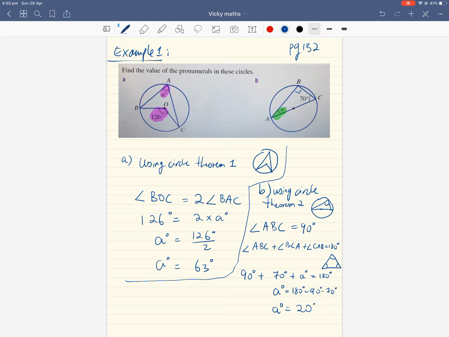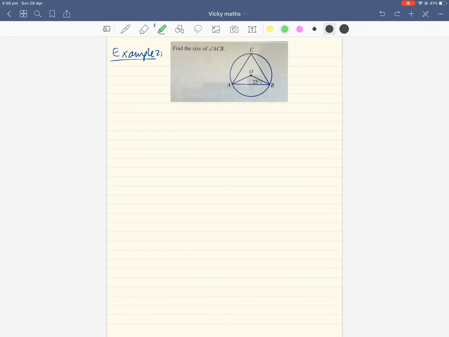So again, in terms of marking scheme, you get a tick for explaining what theorem you're using, or what the theorem says. And in this case, we've got to further apply the idea that the sum of angles in a triangle is 180 degrees, and then hence with substitution we can work out what that missing angle is. Alright, let's do one more example.